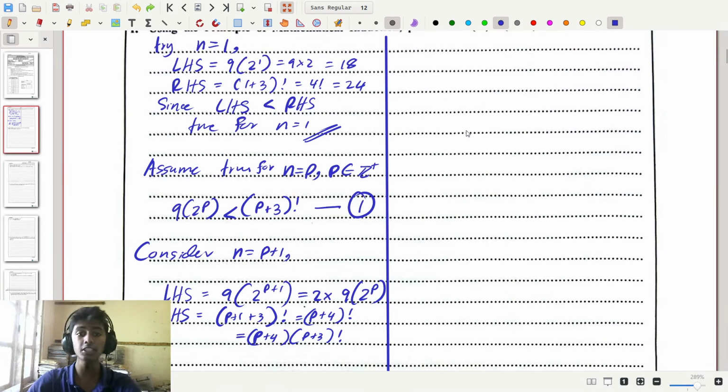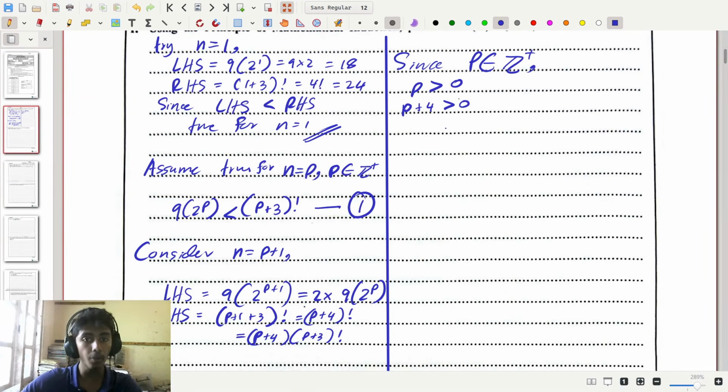Now, since p is an element of the positive integers, we know that p is greater than 0, which then follows that p plus 4 is greater than 0. Now, p plus 4 is greater than 0, and p plus 4 is also greater than 2. So p plus 4 is positive and it is also greater than 2, because p is greater than 0. So we can derive these two facts using the fact that p is greater than 0 since p is an element of the positive integers.